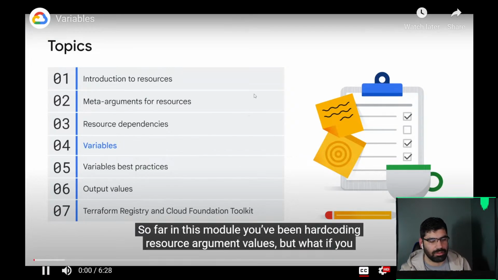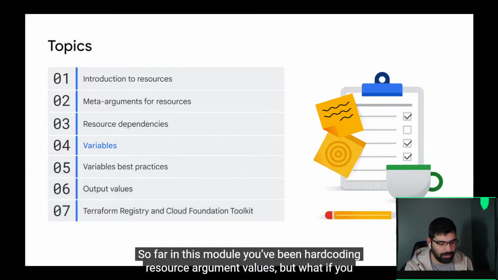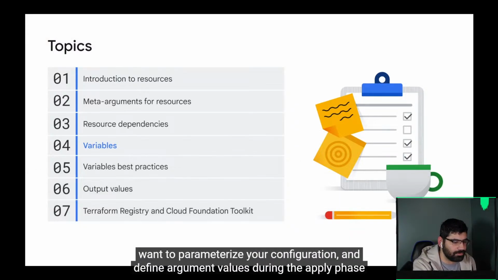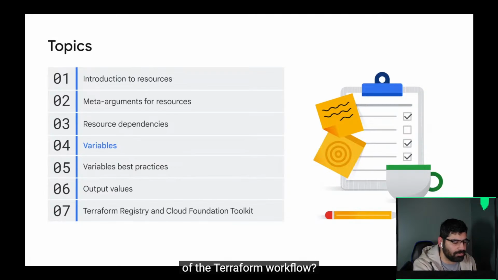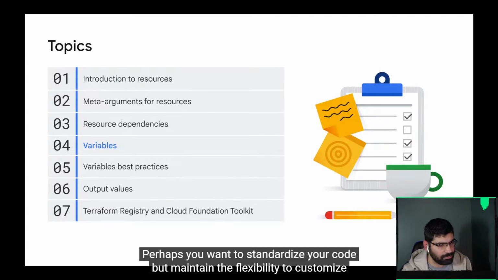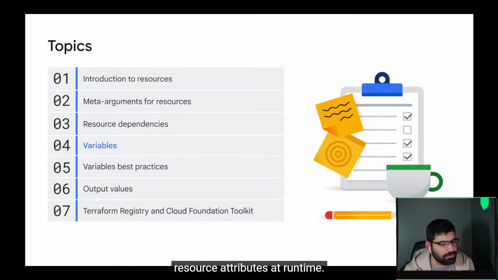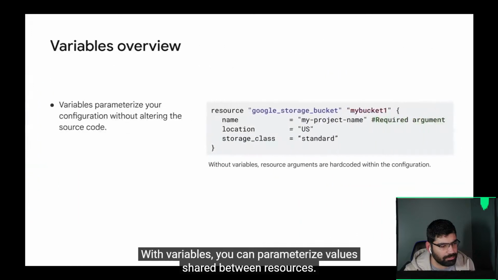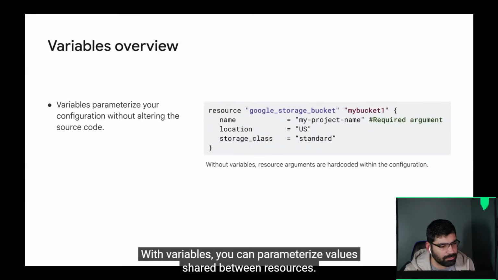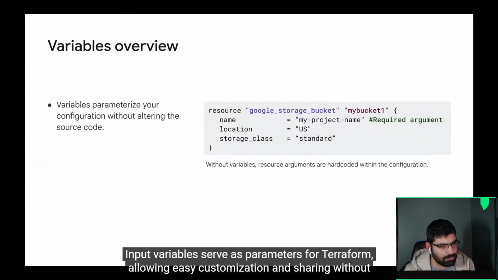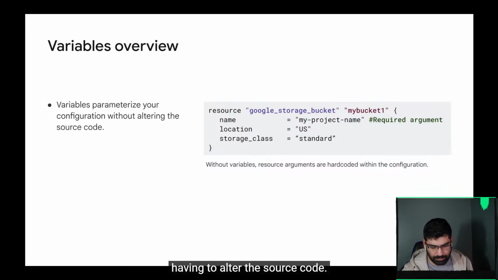So far in this module, you've been hard-coding resource argument values. But what if you wanted to parameterize your configuration and define argument values during the apply phase of the Terraform workflow? Perhaps you wanted to standardize your code but maintain the flexibility to customize resource attributes at runtime. This is where variables come in. With variables, you can parameterize values shared between resources. Input variables serve as parameters for Terraform, allowing for easy customization and sharing without having to alter source code.